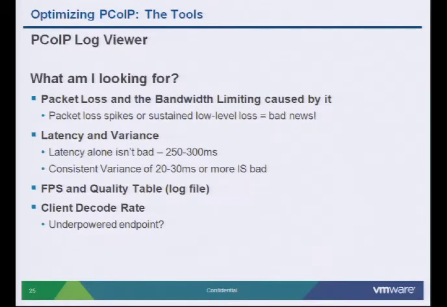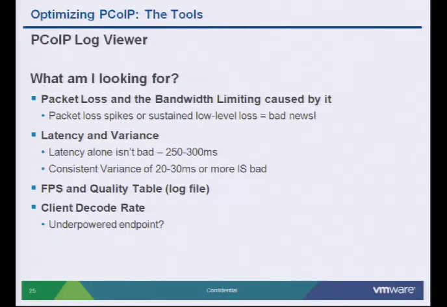Quality table, which is only in the log files. It's not in the WMI stats. It's just kind of a general health guide. I use it as a general health guide. This value goes from 0 to, I think, 6 at the top. And the lower the value, the healthier the connection. So if you see the quality table at 0, 1, or 2, despite what everything else is telling you, the end user experience is probably OK.